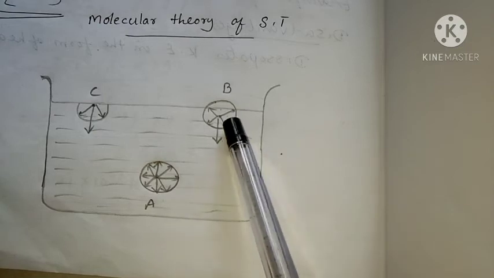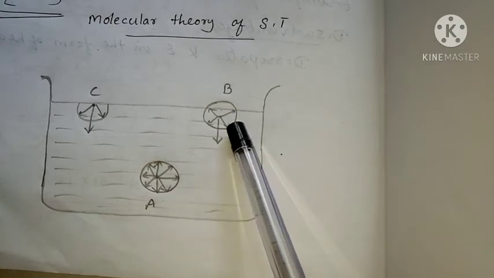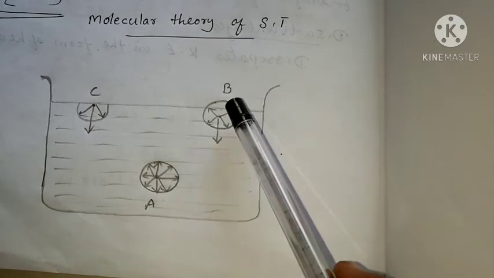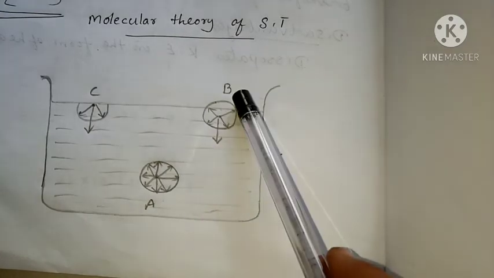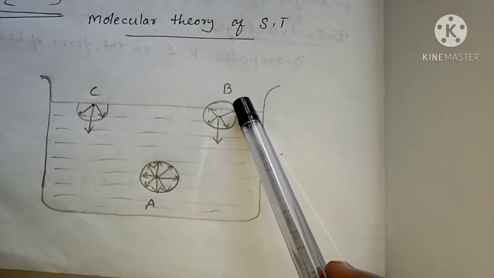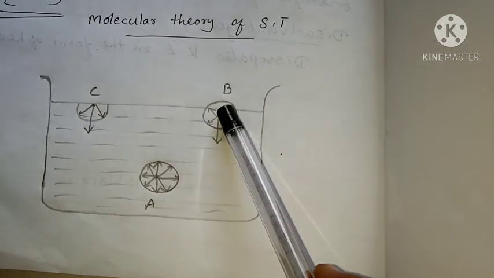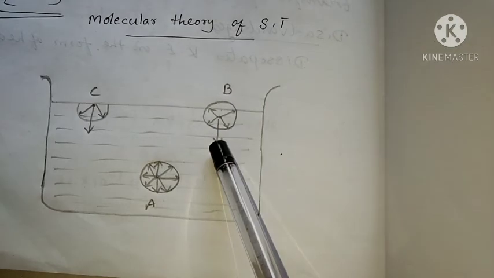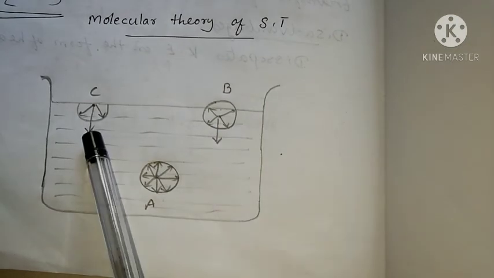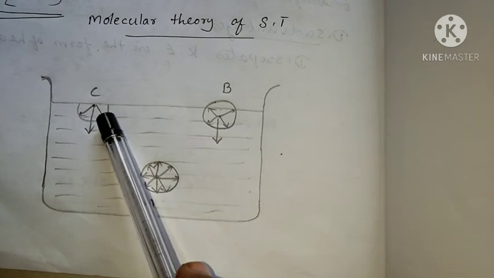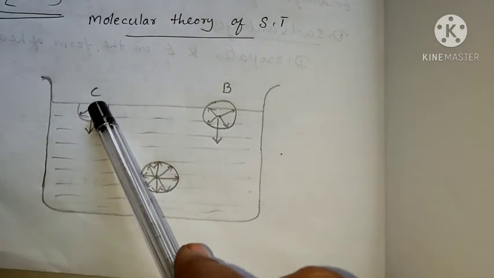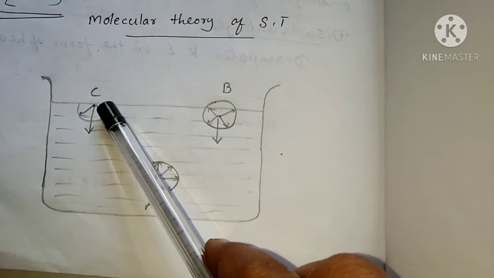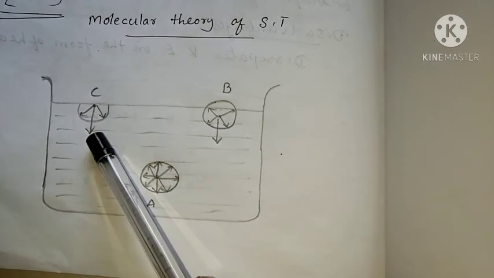Then you consider the molecule B lying inside the surface film. So its sphere of influence lies partly outside. So this molecule experiences less upward force and more force in the downward direction. For the molecule C, half of its sphere of influence lies above the surface. So there is a more resultant downward force.